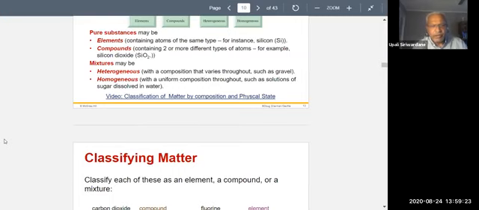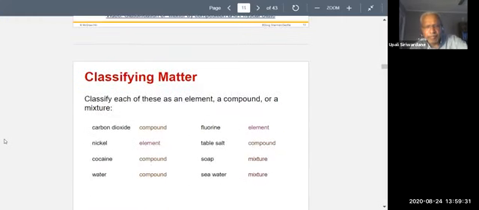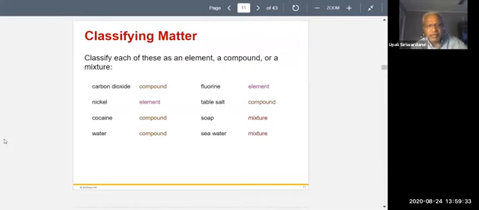So watch the video on classification of matter by composition and physical state. You're going to understand more. We're going to answer a few questions now. Carbon dioxide is a compound. Why is that?